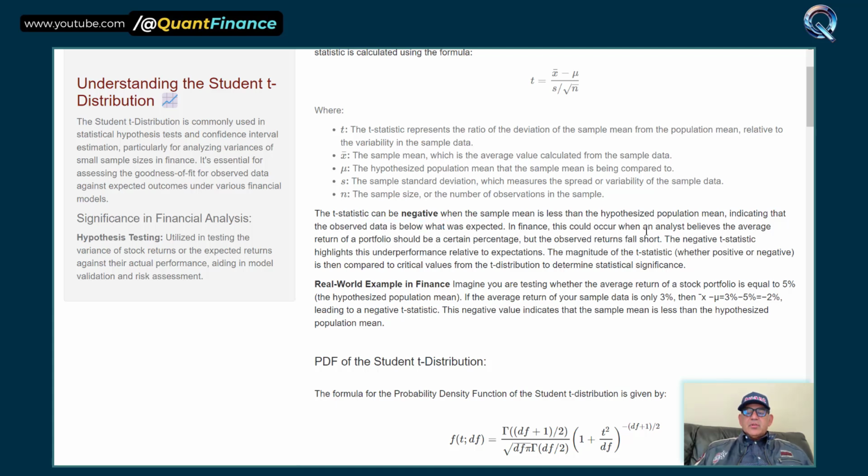And in finance, this could occur, right? When an analyst believes that the average return on a portfolio should be a certain percentage. Maybe it should be, I would say, 5%. And then that person observes that our own stocks have a different percentage and our sample mean comes out to be only 3%. So then the variation would be -2%. This would lead to a negative T statistic. So this is what it means.